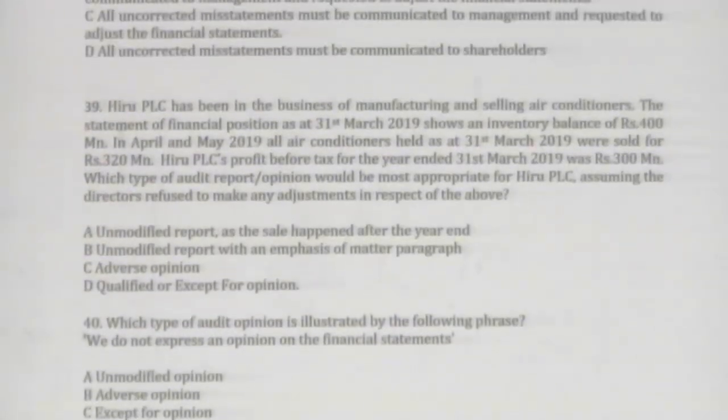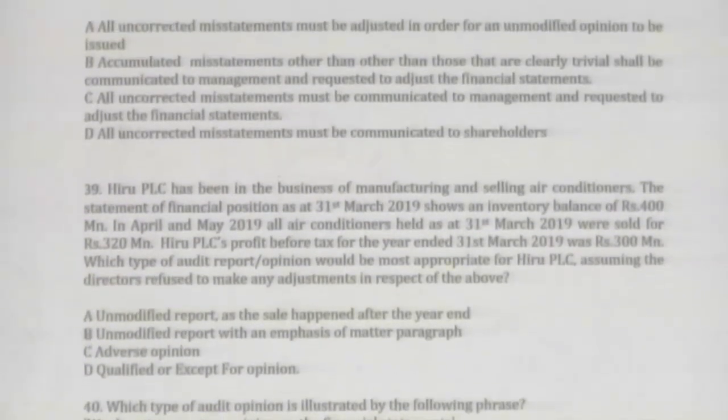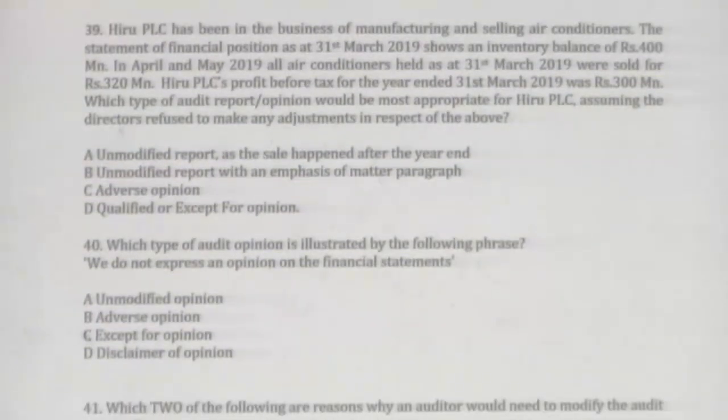So, when it comes to audit reporting, if you read question 39, Hero PLC, now this is like a scenario, okay. The scenario, I think it's good that I have given you a similar explanation about inventory. Now, this type of question, if you are doing an MCQ paper, the best thing is to do very easy questions and even leave out some questions that look complex, because you can take some time and read them again and answer, right.